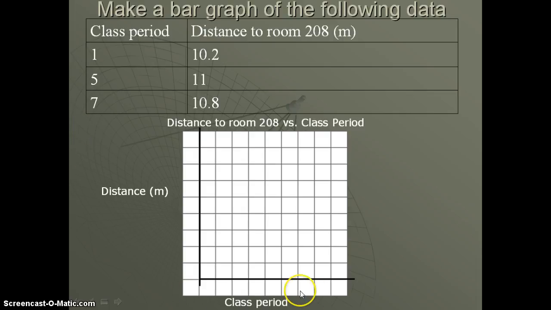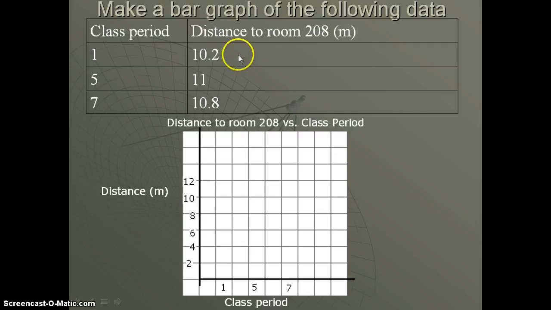Okay, so now we have to number our axes. So I'm going to put the bar for class period 1 here, for 5 here, and for 7 here. And then I'm going to label these by 2s, so 2, 4, 6, 8, 10, 12.